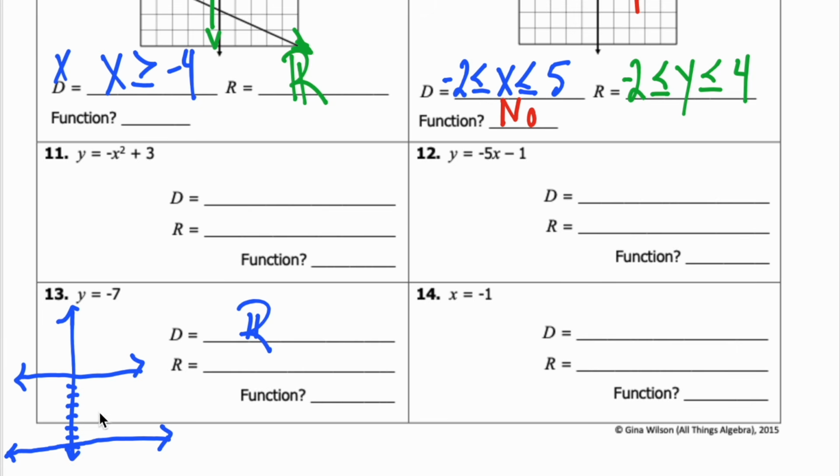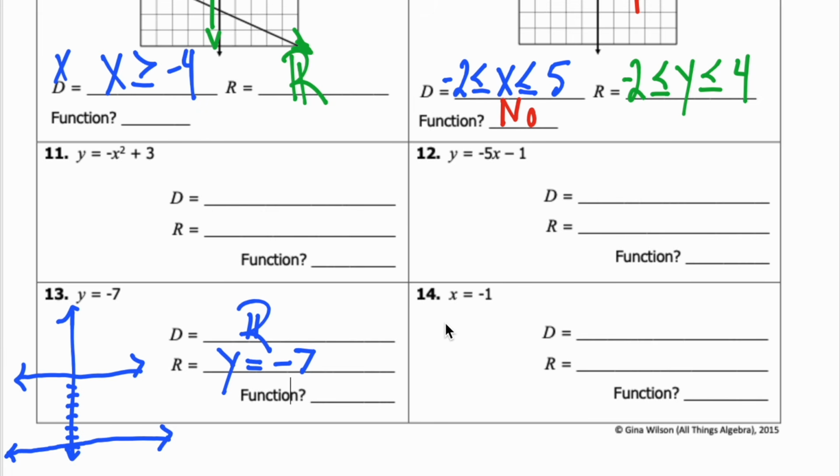Now, when we look at a range, they're asking us how high is the graph going, and how low is the graph going. Well, this graph isn't moving anywhere. It's not going up or down. It's staying steadily at -7. So in this case, we have an equation where our range is going to just equal -7.